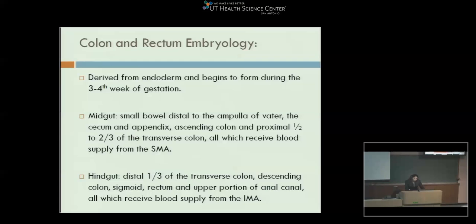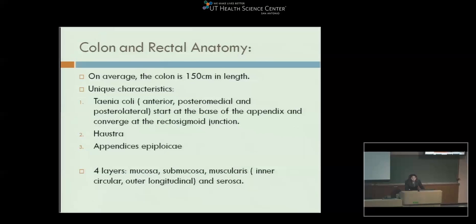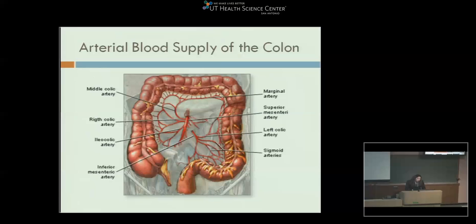On average, the colon is approximately 150 centimeters in length, and it has unique characteristics that differentiate it from the rest of the bowel, which include the presence of taenia coli, haustra, and appendices epiploicae. It has 4 layers like the rest of the bowel: mucosa, submucosa, muscularis, and serosa. Here you can see the different parts of the bowel as well as the different vessels that provide blood supply to the colon.